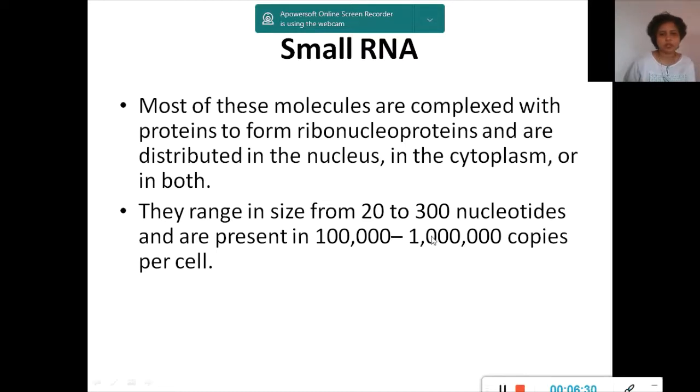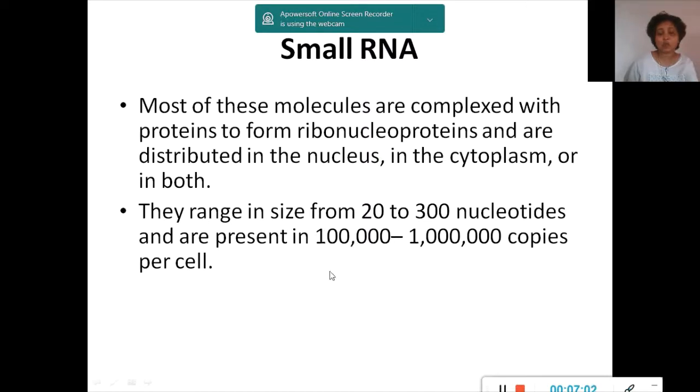Now we are going to deal with the small RNAs. Most of these molecules are complex. These are mainly found in eukaryotes, but some of them can also be found in certain bacteria and bacteriophages. These molecules are complexed with proteins to form ribonucleoproteins and are distributed in the cytoplasm, in the nucleus, or in both. They range in size from about 20 to 300 nucleotides.